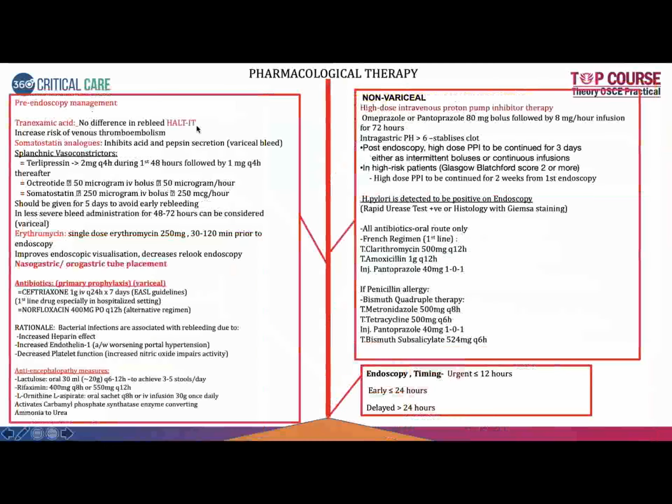Prior to that, there will be some pharmacological therapy that we need to institute. First, pre-endoscopic management of the patient.